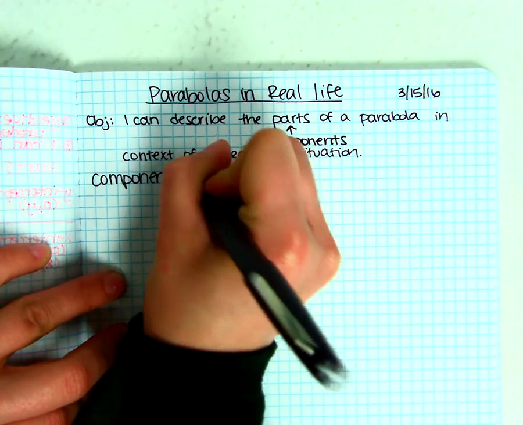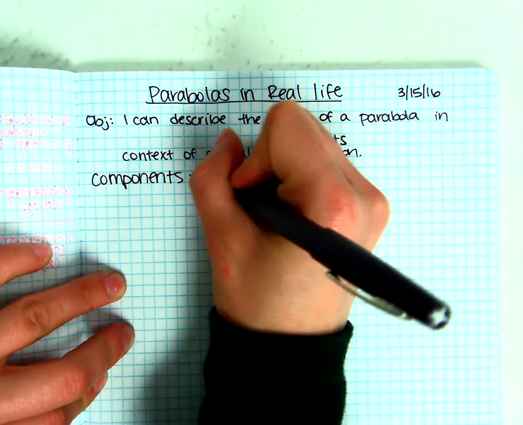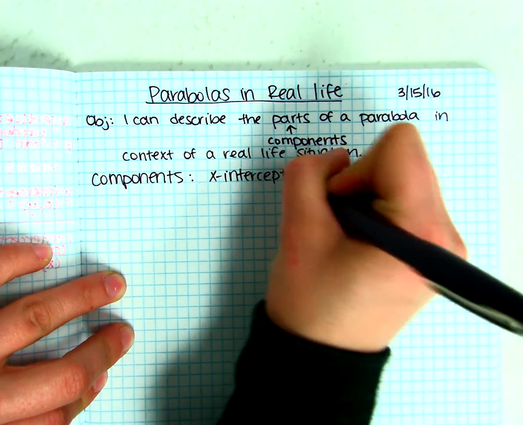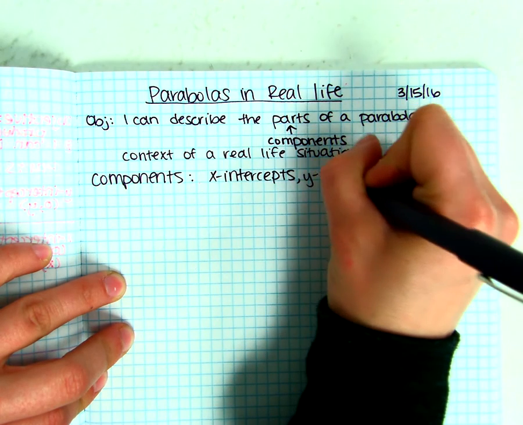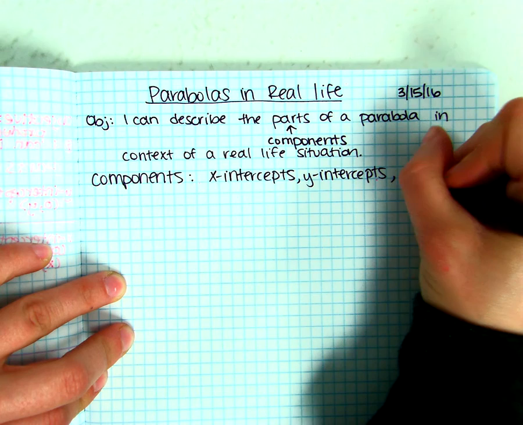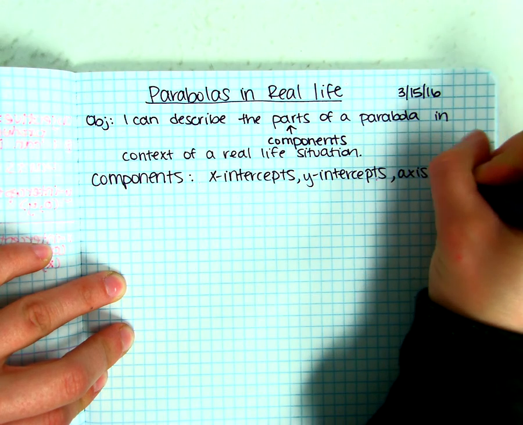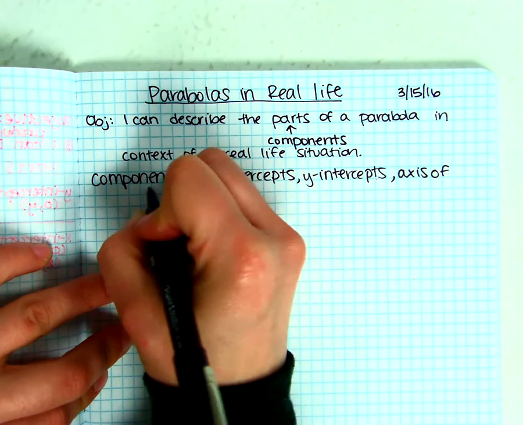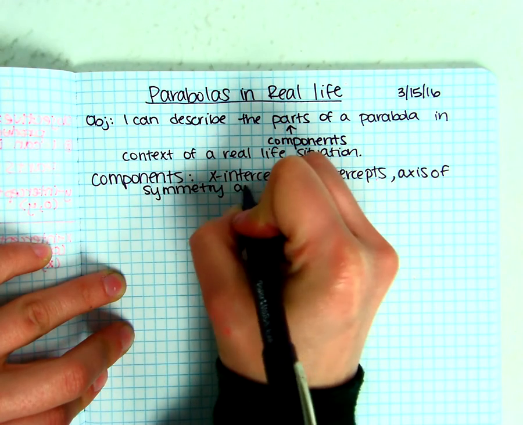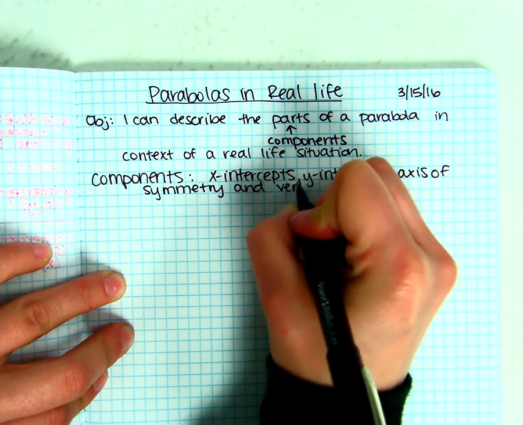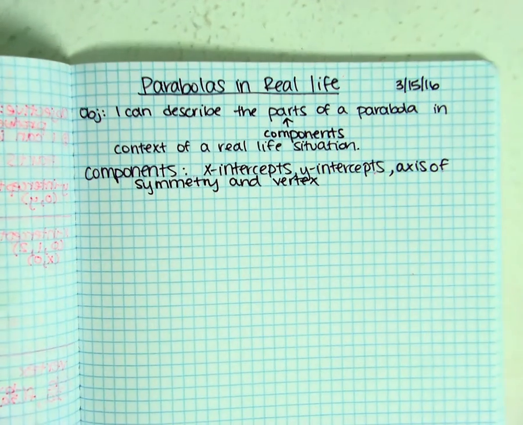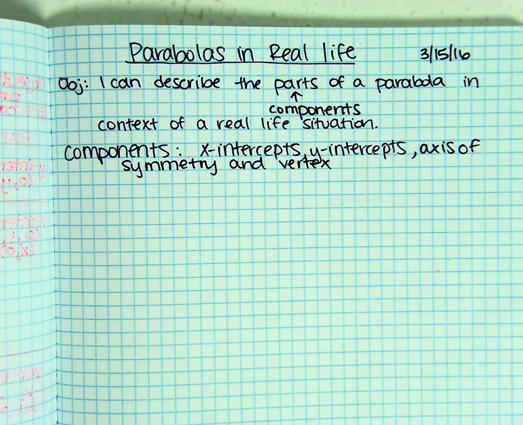that we're most concerned about: the x-intercepts, the y-intercepts, the axis of symmetry, and the vertex. So I want you to understand what those are in relation to the problem, not just say, this is the vertex. I want to know, do you understand what that means?